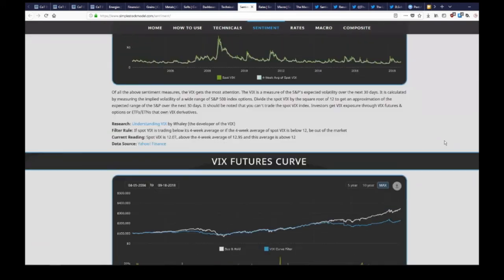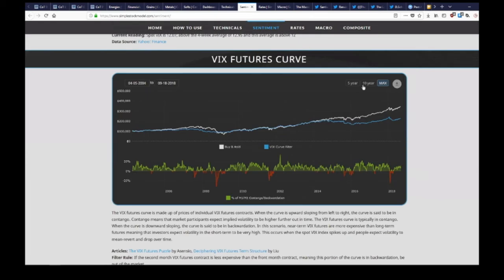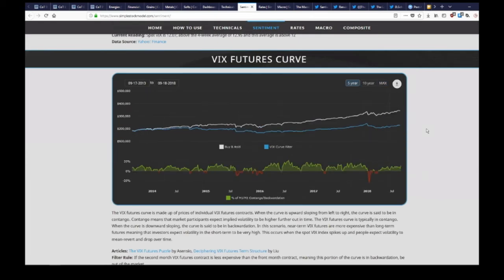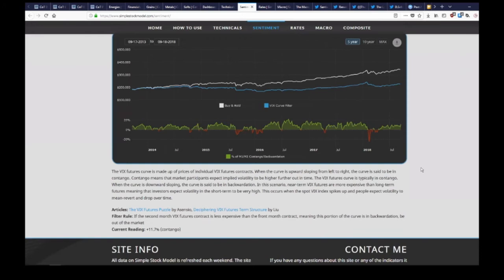We got some big stuff. This is looking at the degree of contango or backwardation, the VIX curve. And contango is quite steep, but that's just because front month VIX futures are expiring this week, I think. Okay, we got some rate stuff.